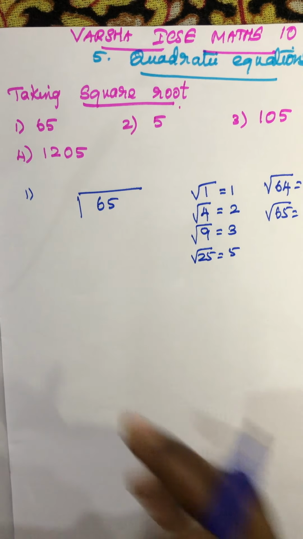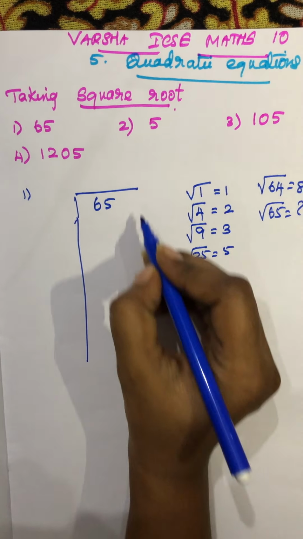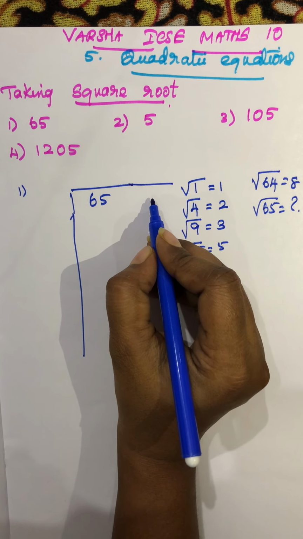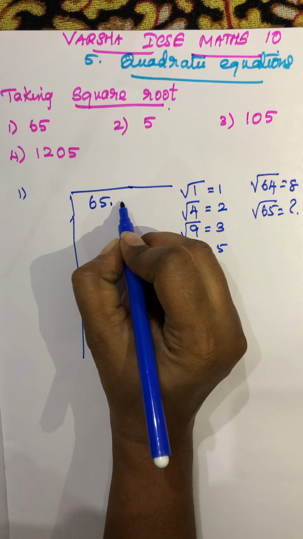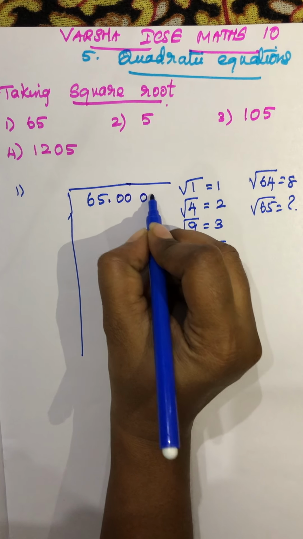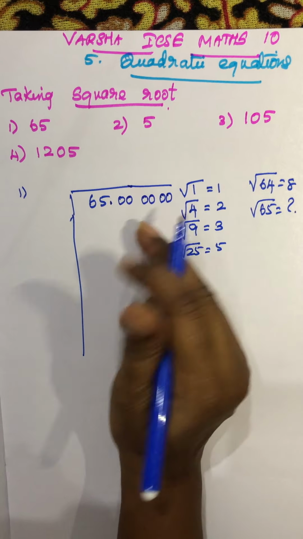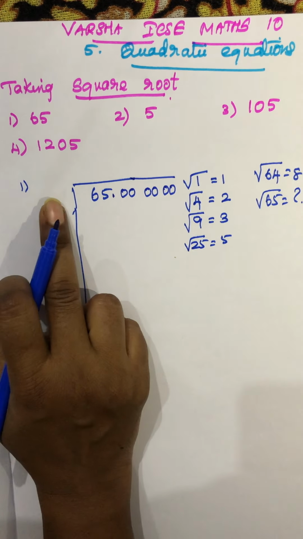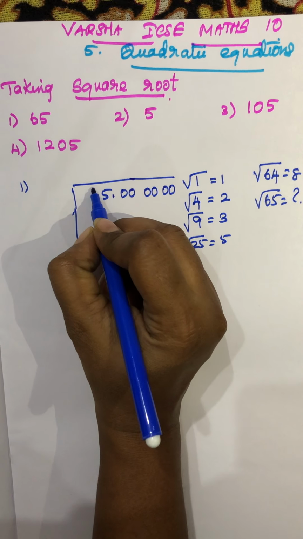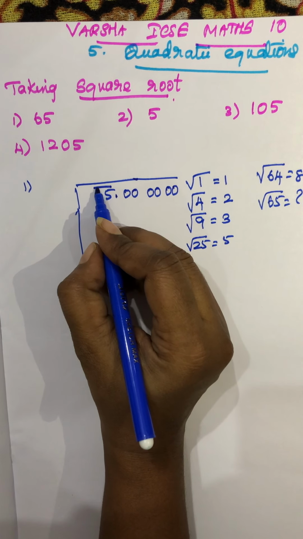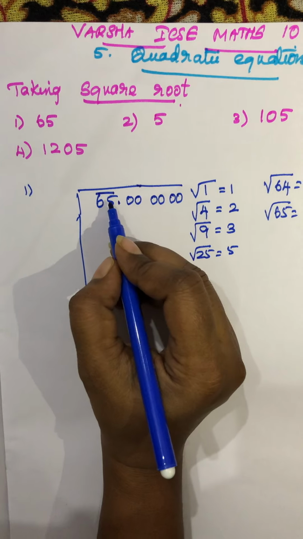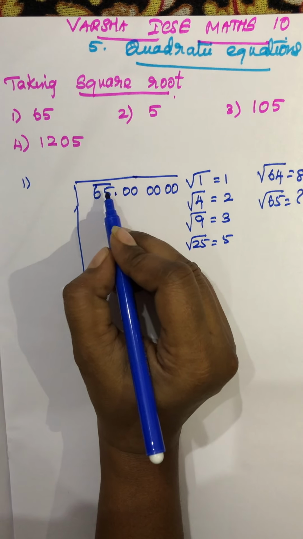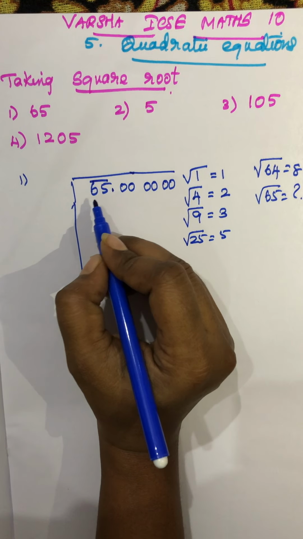See the first step. Give a long line. We need decimals, so give a point and pairs of 0 0. You can take any number of zeros. You have to give a bar on pairs of numbers. So 65 is a pair.